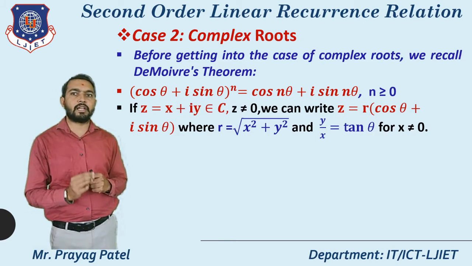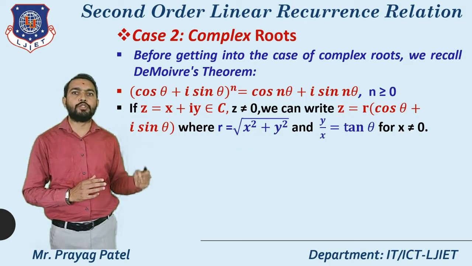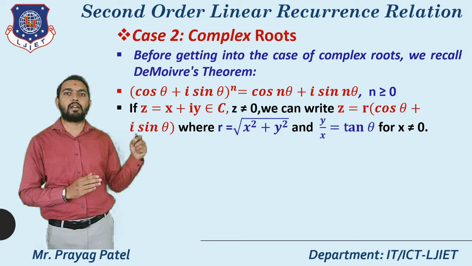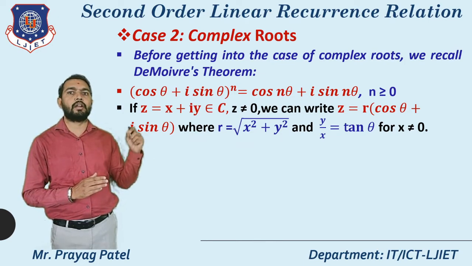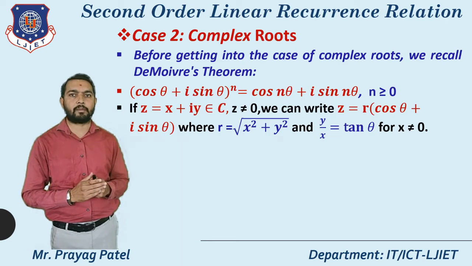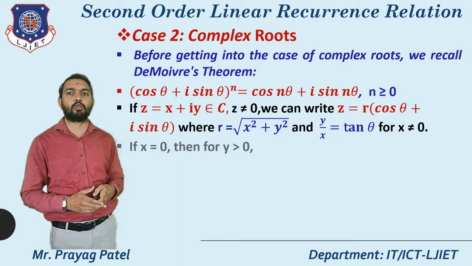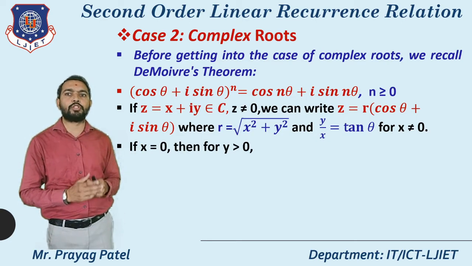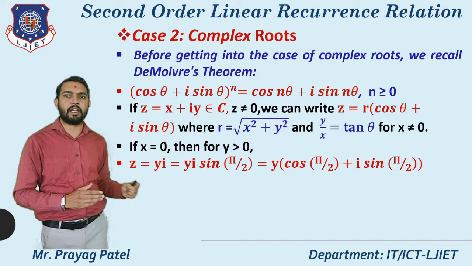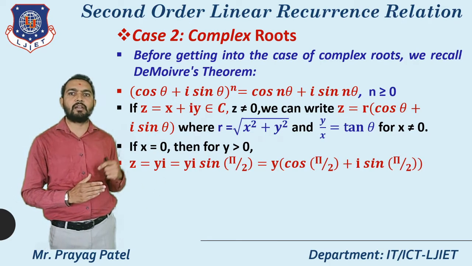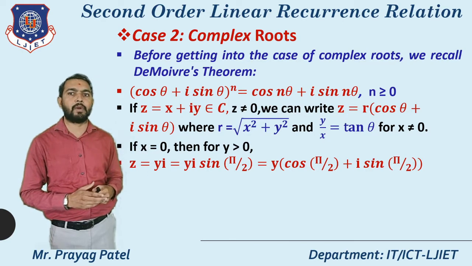Now here, if we consider z equal to x plus iy belongs to C, z not equal to 0, we can write z equal to r into (cos theta plus i sin theta), where r is equal to under root of x square plus y square, and y divided by x is equal to tan theta for x not equal to 0. Now here if x equal to 0 and y greater than 0, then what is the equation? So the equation is z equal to yi is equal to y i sin pi by 2, which is y (cos pi by 2 plus i sin pi by 2).